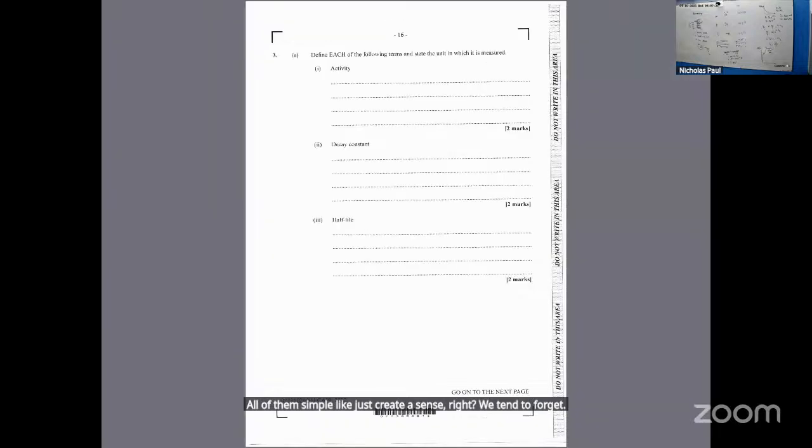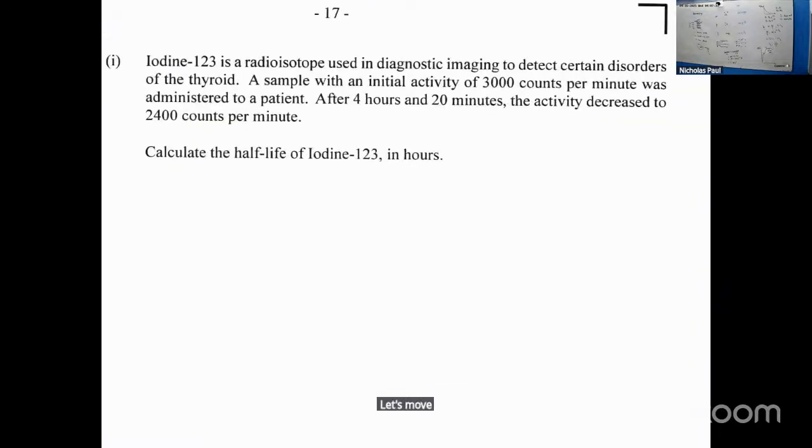Right, all of them are simple, just pay attention to the decay constant, right? We tend to forget that. Let's move on one time, find the half-life here.